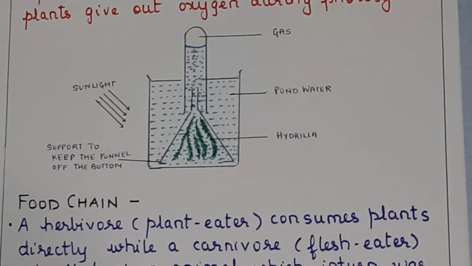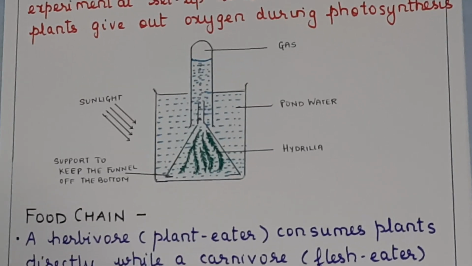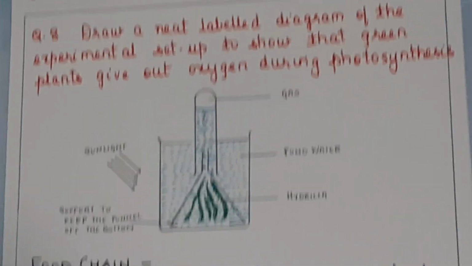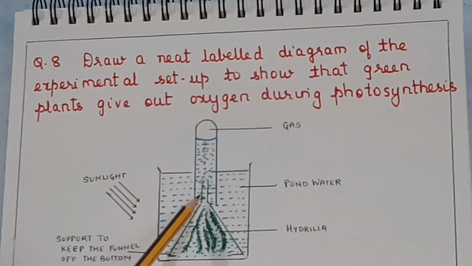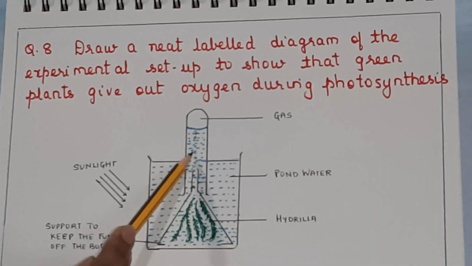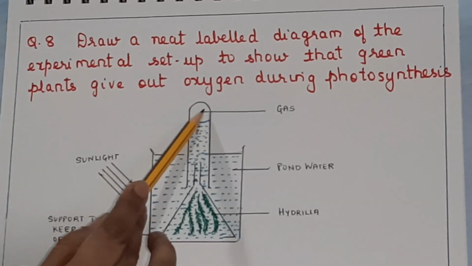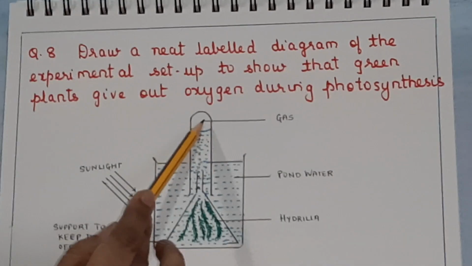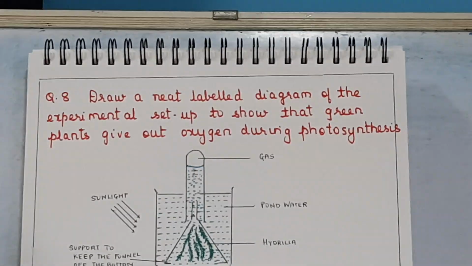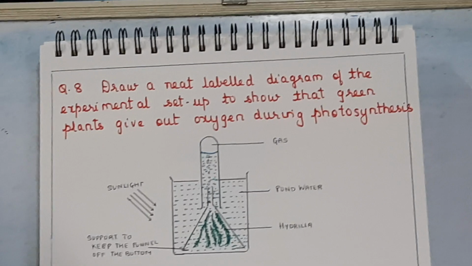So what will happen now? Naturally Hydrilla will carry out photosynthesis and oxygen is released as a byproduct. So that oxygen, you can see these gas bubbles, and ultimately if you test the gas which is collected here in this portion, when you bring a burning splinter near it, it will continue to burn. So that indicates that the gas is oxygen.